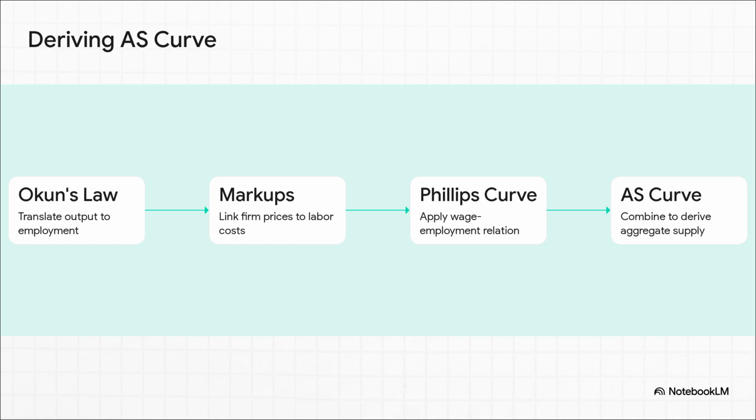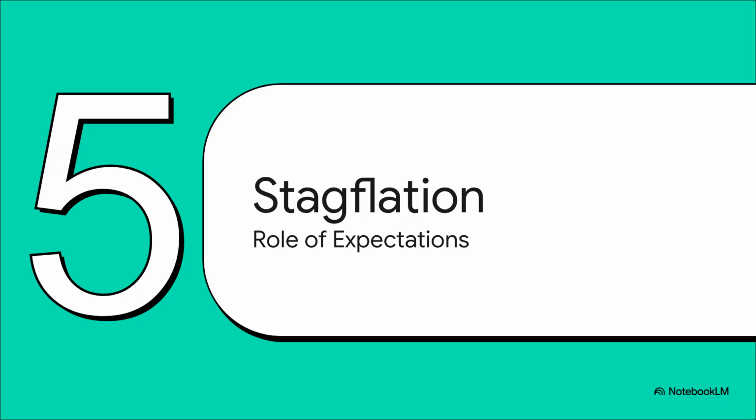When we chain all these concepts together, we unlock our derived aggregate supply curve. We use Okun's law for employment data, factor in corporate price markups, and then apply the Phillips curve for wages. It's basically a four-step mathematical engine that perfectly explains our upward-sloping intermediate supply curve. Time to graduate to the advanced stuff. Section 5, expectations and stagflation.